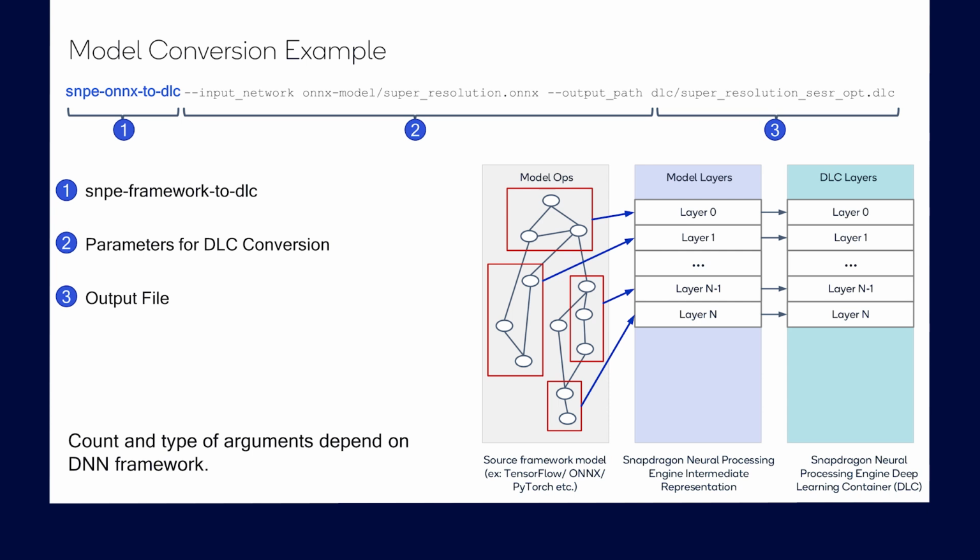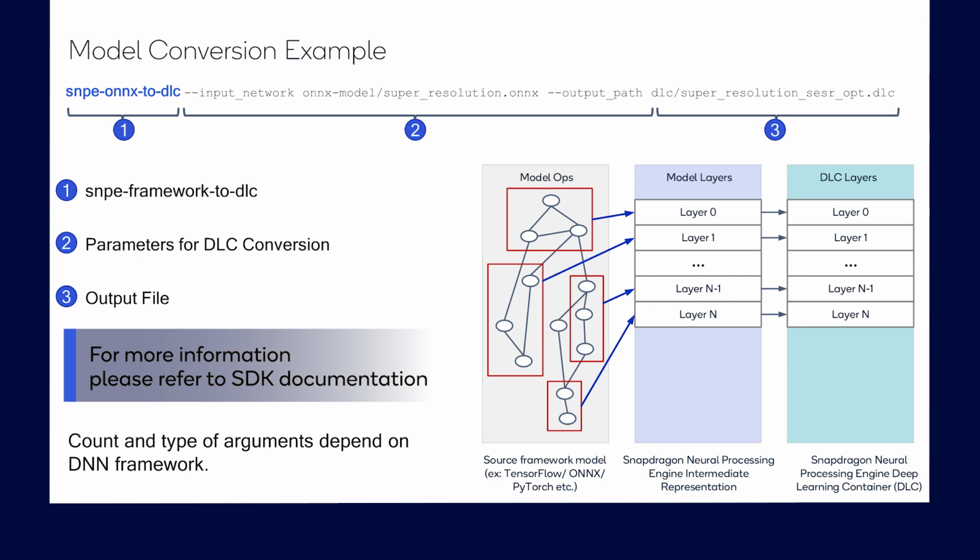So what does it involve? It involves the input, which is the ONNX network or the ONNX graph. For this example, we are passing a super resolution ONNX graph. And here we are defining an output path where the DLC needs to be. You can refer to the SDK documentation for more details and examples of arguments you can pass.